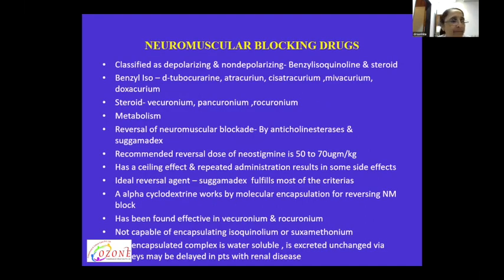Then what are the neuromuscular blocking drugs? How are they classified? As all of us know, they are classified as depolarizing and non-depolarizing. Depolarizing are succinylcholine and decamethonium. Non-depolarizing are the steroid nucleus containing ones, mainly vecuronium, pancuronium, and rocuronium. And atracurium and cisatracurium belong to the benzylisoquinoline group. Their way of metabolism is different.